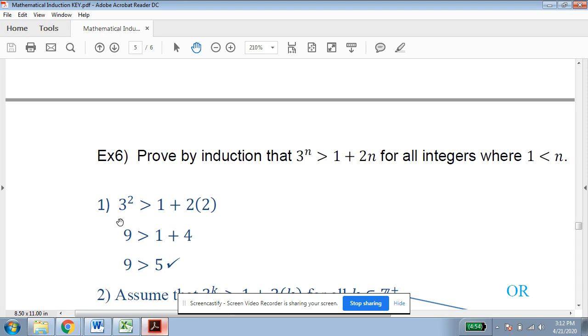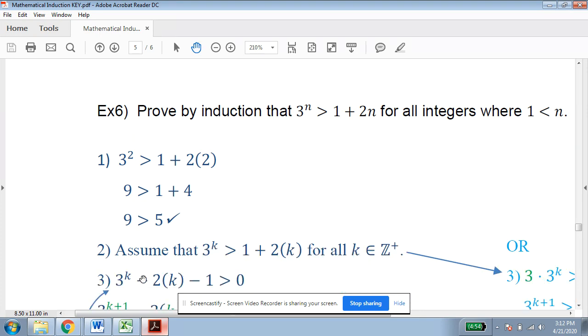So in this case, we're subbing in a 2 for all of the n's. 3 squared is 9, 2 times 2 is 4, 4 plus the 1 is 5. 9 is bigger than 5, which we need it to be, check. Next, step 2 is the assumption step. So I'm going to assume that my statement is true for all of these integers k. Again, I'm just replacing all the n's above with k's.